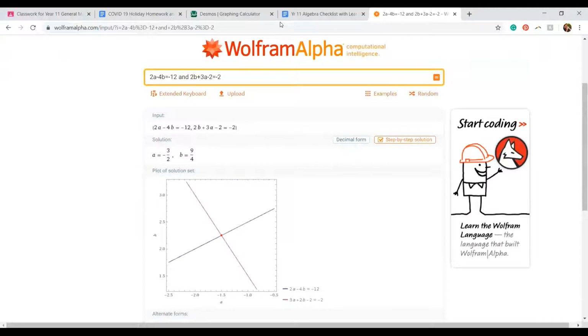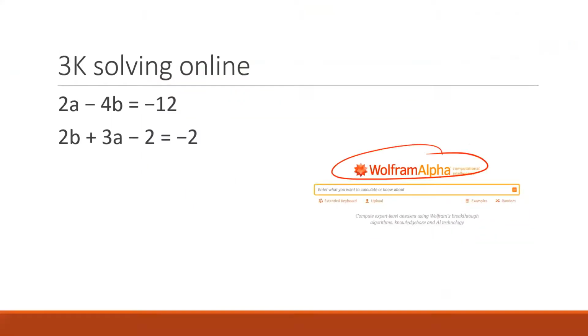So coming back to here, what was it? 3 on 2, 9 on 4? -3 on 2, 9 on 4. So the answer: a equals -3 on 2, b equals 9 on 4. Now we could solve these guys algebraically.